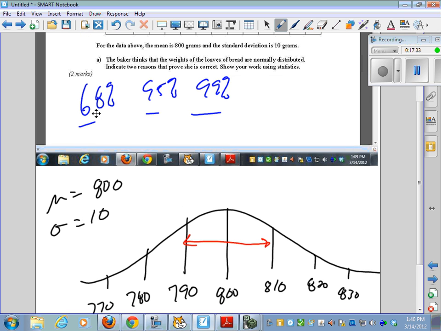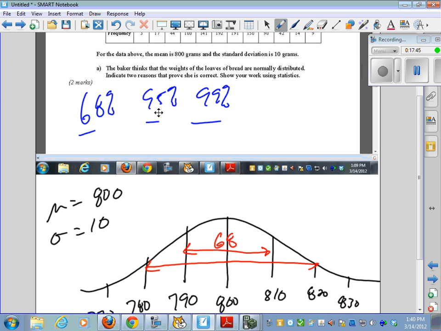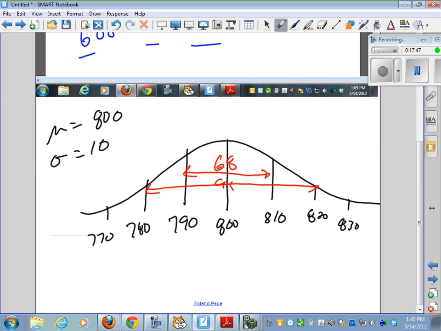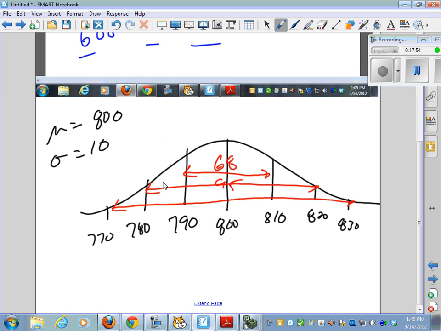I'll give you a hint. 68, very good. What percent is between 2 standard deviations? I'll give you a hint. 95, very good. Let's see if you can get a third one. It's actually 99.7. Now, for it to be normally distributed, those things have to be true.